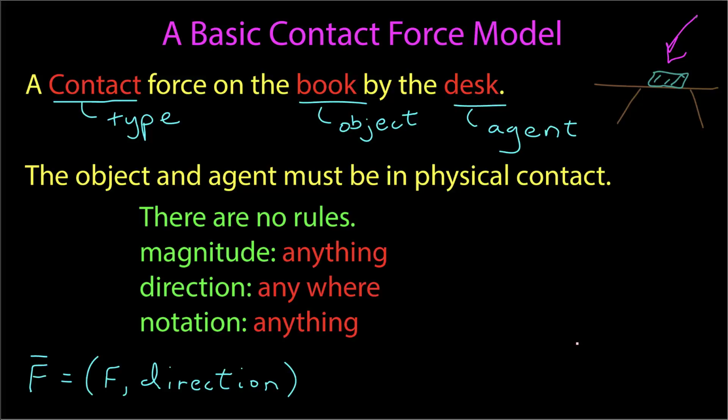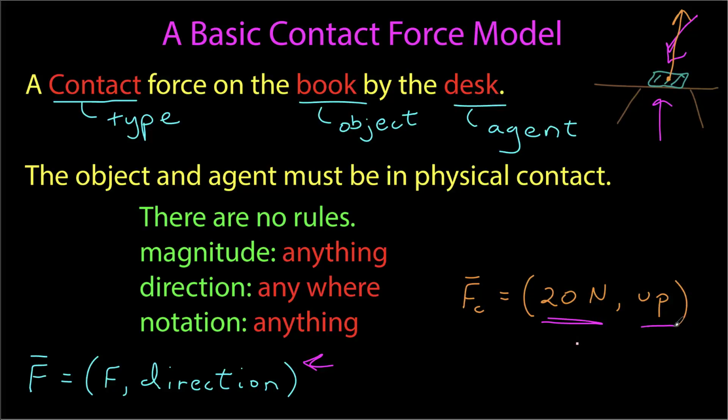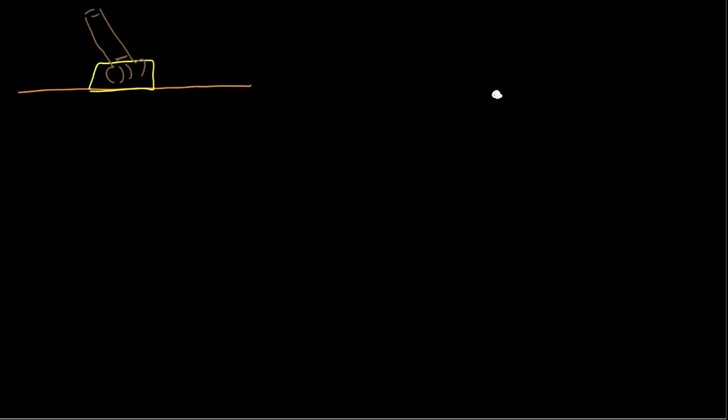For a contact force, there are no rules in the basic model. The magnitude can be anything, the direction can be anywhere, and you can use any type of notation. I have some force F with a magnitude F in some direction. For example, the force on the book, the contact force, might have a magnitude of 20 newtons and might point up. To explore that a little further, imagine someone is grabbing the book.